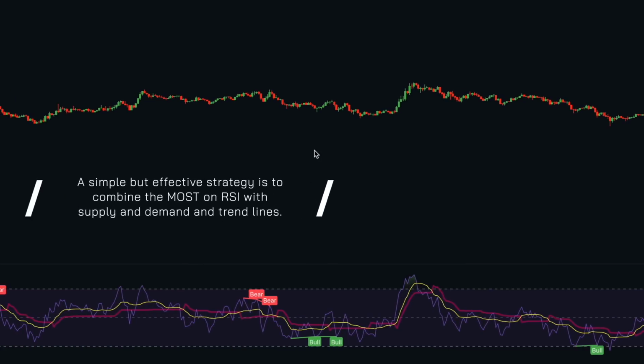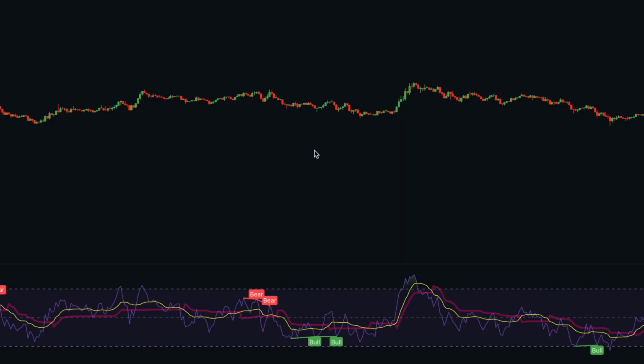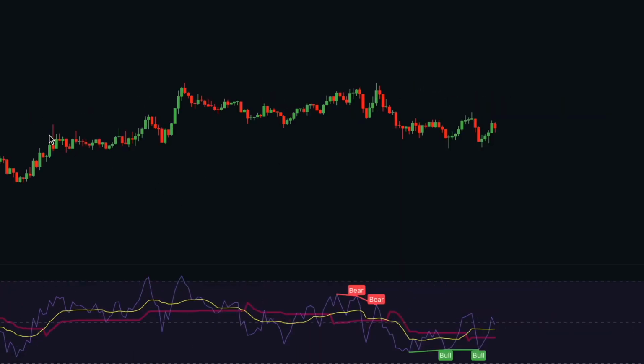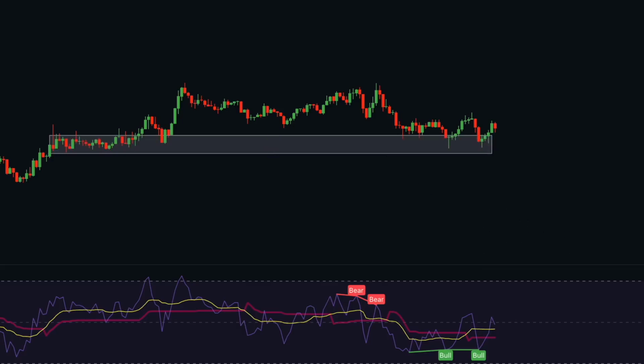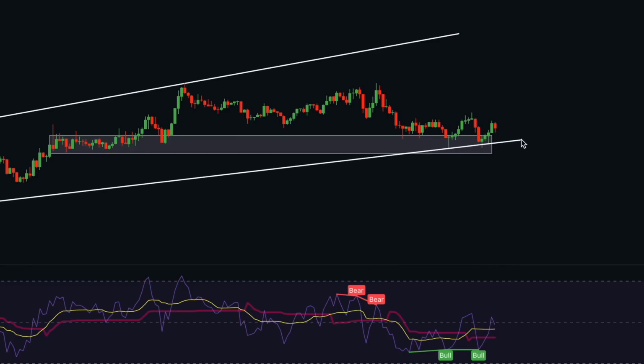A simple but effective strategy is to combine the Most on RSI with supply and demand and trend lines. For example, to initiate a buy trade, first check if the price is near a demand zone, a zone that caused price rejection a few times in the past. Connect price lows and highs. Ensure the channel is ascending. You can use a long signal from the Most on the RSI oscillator for final confirmation of your stock purchase.